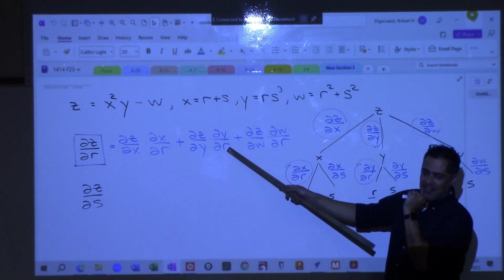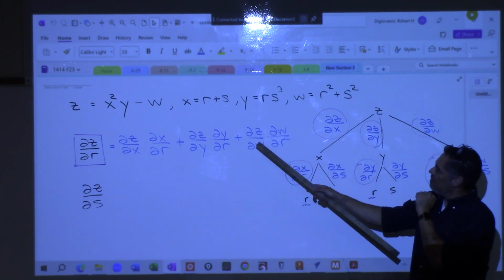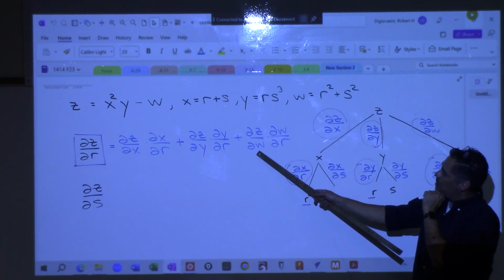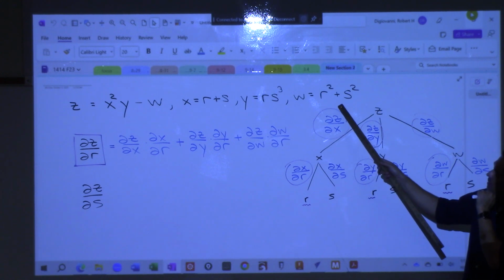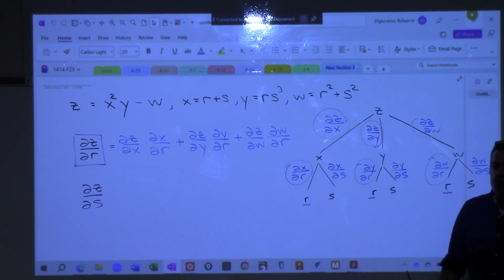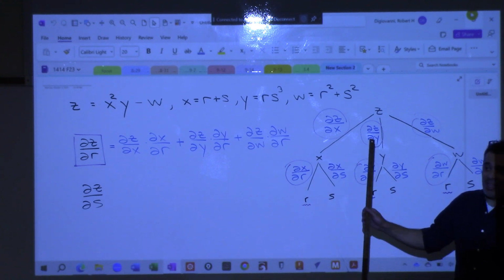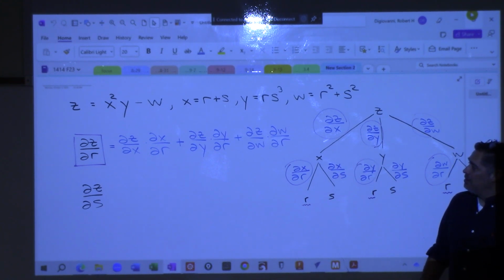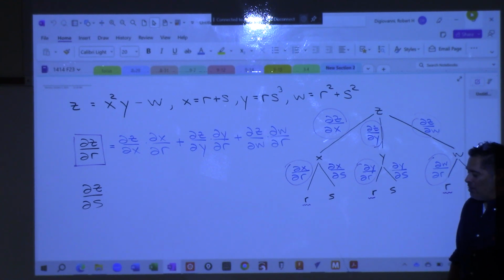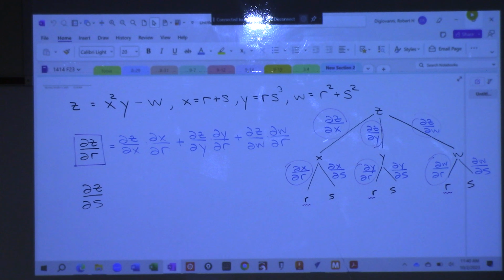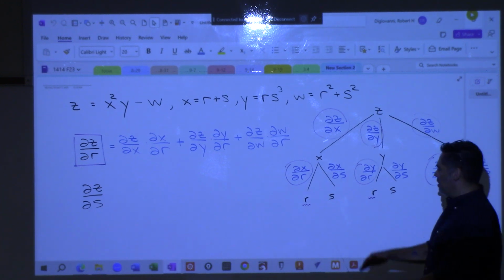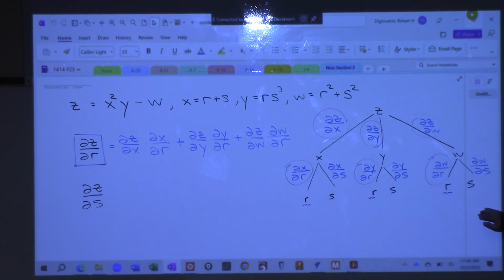Am I going fast? No? You all right? Okay. Plus partial z with respect to w? Negative 1. Partial w with respect to r? 2r. There you go. Make sense? Then you'd have to get each one of those to what? R's? R's and S's? Yeah, you get them. It's okay if you had S's in there, but it would be in terms of the last two variables.